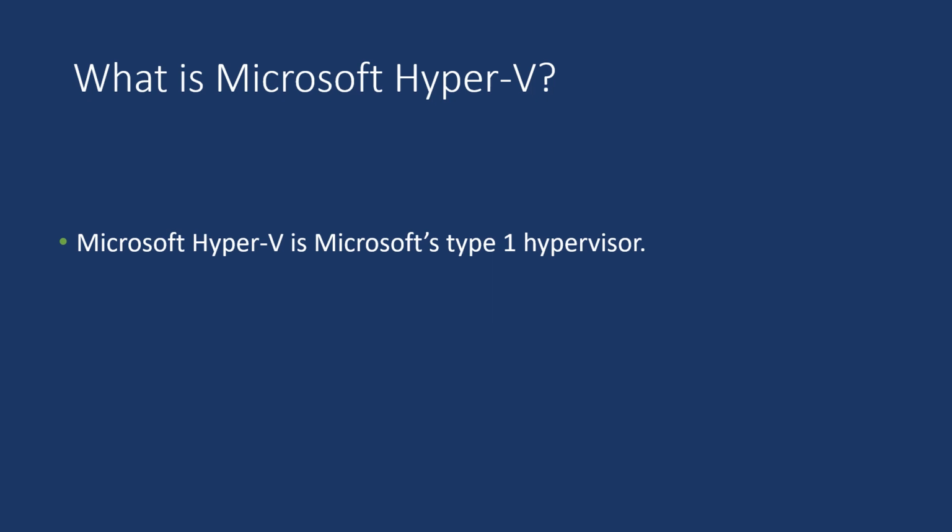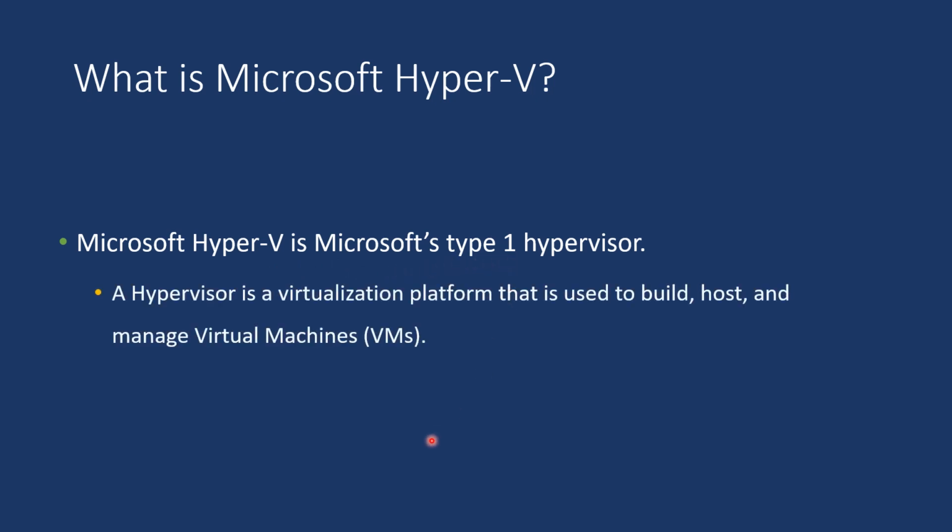So if one asks you now, what is Microsoft Hyper-V? I think you can answer. Microsoft Hyper-V is a Microsoft type 1 hypervisor. And what's a hypervisor? It is the virtualization platform. It is the piece of software that is used to build, host, and manage your virtual machines. So if I gave you this definition at the beginning of the video, you may not understand what I mean by these terminologies. But now I believe it's clear for you.